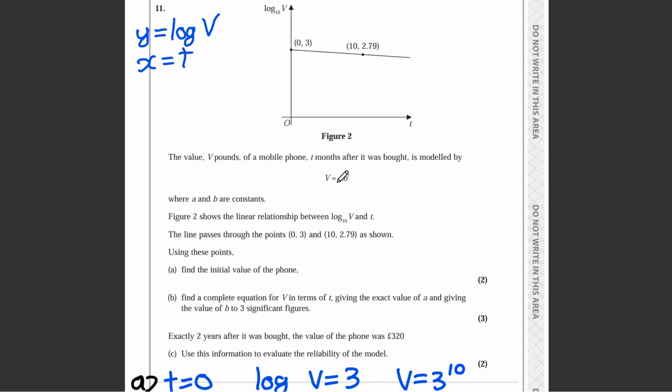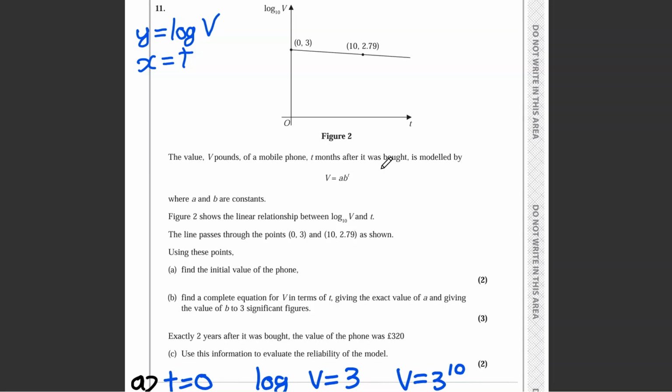So the way that we're going to find the values of the constants A and B is by using the information that we're given about these 2 points here. We're given 2 points on this graph, 0, 3 and 10, 2.79. The issue here though is this graph has the y-axis as log v and the x-axis is t, whereas here we don't have a log v, we have v is equal to AB to the power of t.